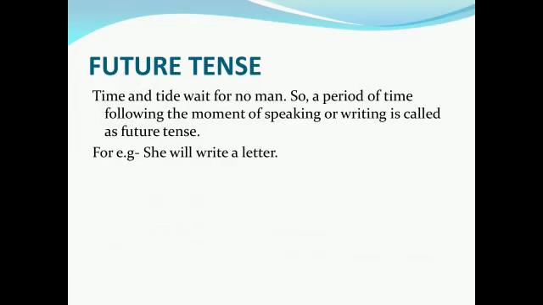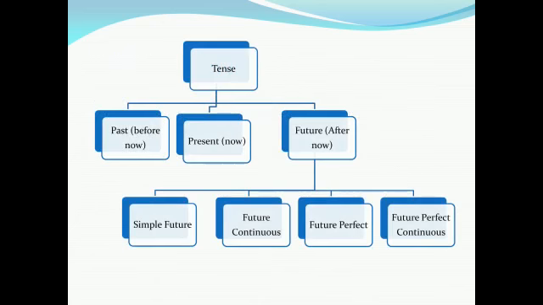Let's move on to the third tense, that is future tense. The word future suggests any action that will take place in future, or that talks about future actions. So again, it is divided into simple future, future continuous, future perfect, and future perfect continuous.